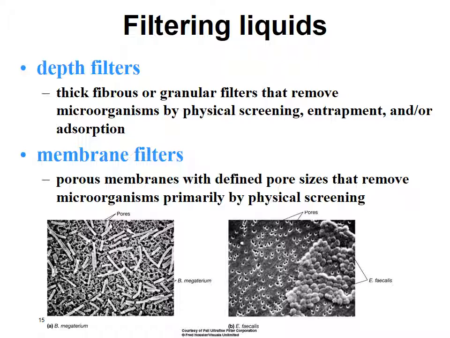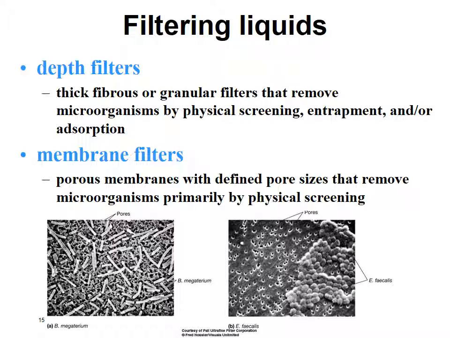There are two types of filters: depth filters, which consist of fibrous or granular materials that have been bonded into a thick layer, and it's filled with these tiny twisting channels of very small diameter. The solution containing the microorganisms is sucked through this layer under vacuum, and the microbial cells are removed by physical screening, entrapment, and also by adsorption to the surface of the filter material. These filters are made commonly from substances such as diatomaceous earth, unglazed porcelain, asbestos, or other similar materials.